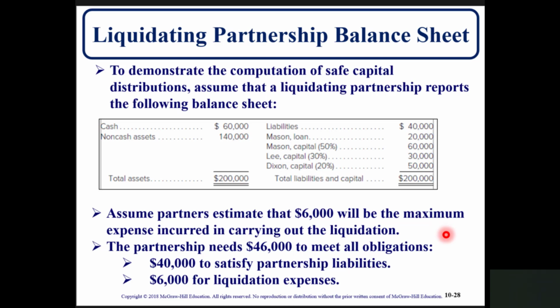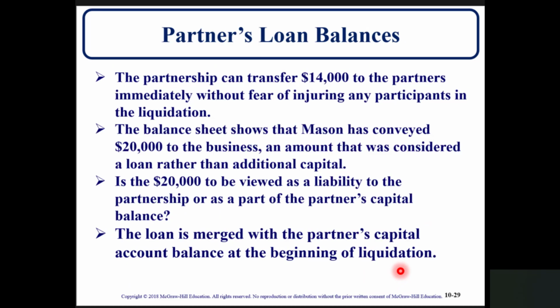So assume partners estimate that $6,000 will be the maximum expenses incurred in carrying out the liquidation. The partnership needs $46,000 to meet all obligations. So that's $40,000 to satisfy the partnership liabilities here, and another $6,000 for the liquidation expenses. So they're determining they're going to need $46,000 to fully liquidate. The partnership can transfer $14,000 to the partners immediately without fear of injuring any participants in the liquidation.